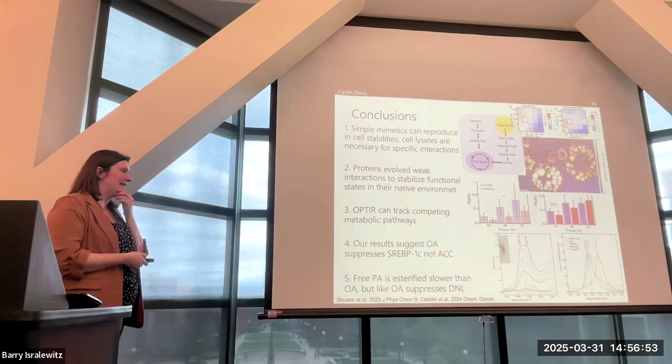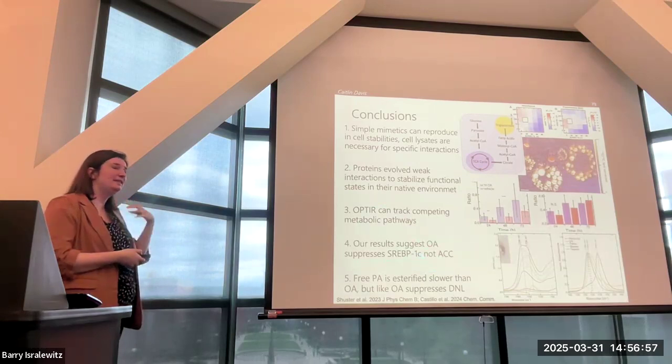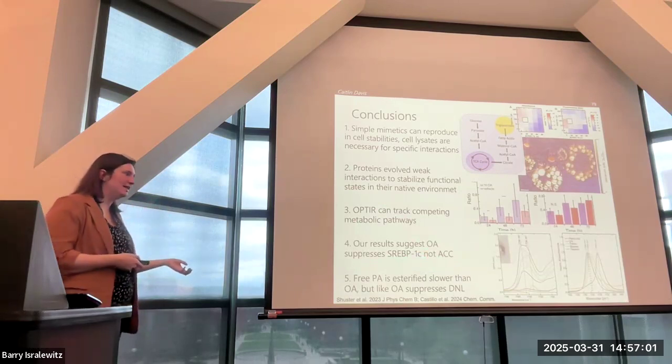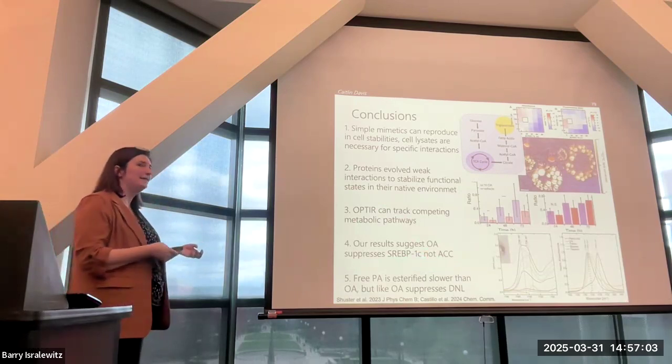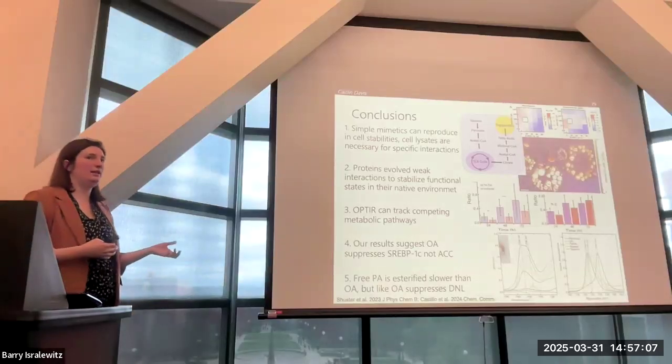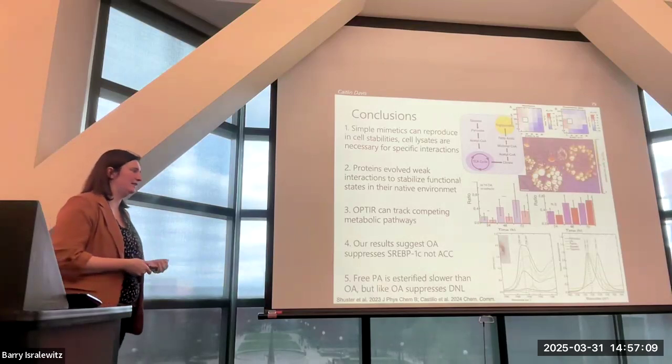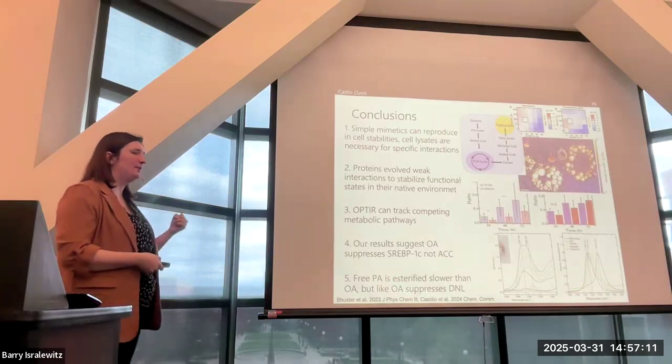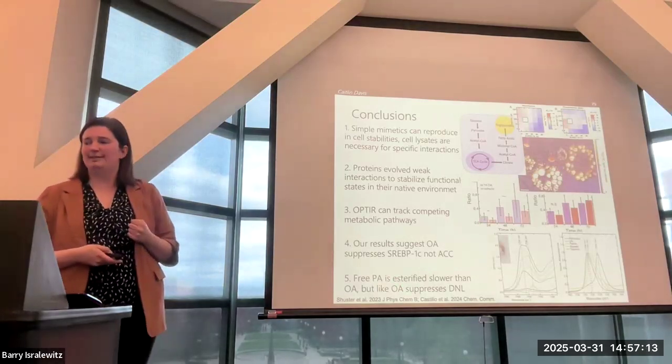Our oleic acid data suppresses SREBP1C and not acetyl-CoA carboxylase. And then we see that free palmitic acid is esterified slower than oleic acid. We see a buildup of these intermediates, and that this may be part of the lipotoxicity of these. But like oleic acid, palmitic acid suppresses de novo lipogenesis.